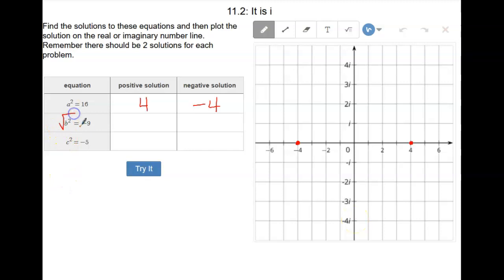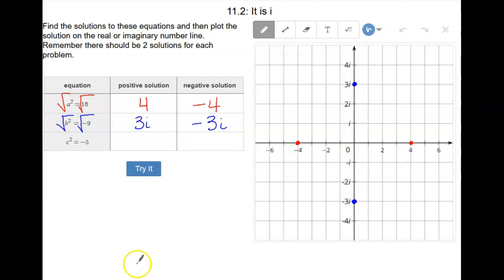Remember, in order to undo squaring something, we take the square root. So if we do the square root of b squared, we get b, and the square root of negative 9 would be 3i. I'm going to change the color on that one. So if we take the square root on both of these, we get 4 and negative 4. If we do the square root on both of these, we get 3i and negative 3i. So 3i would be 3 above the real axis, while negative 3i would be 3 below the real axis.